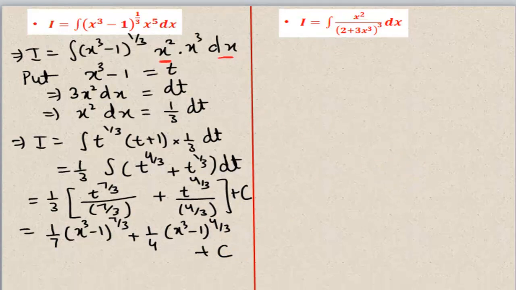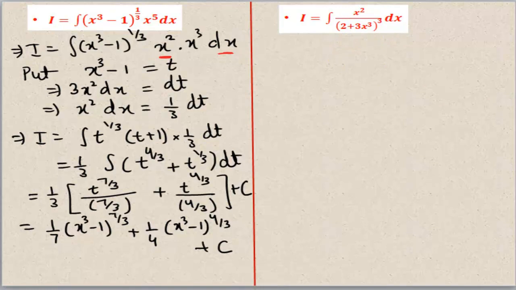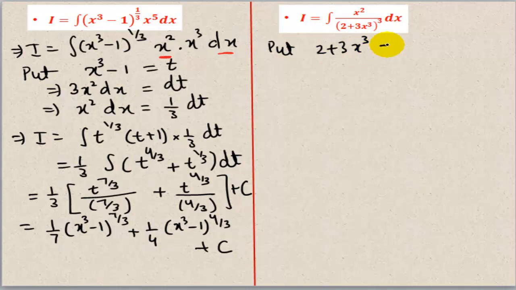See this one, children, the next one. You can easily make out, if you look at this expression carefully, which part of this expression should be substituted so that its derivative can be obtained in the remaining expression. You can see, if I replace 2 plus 3x cube by t.